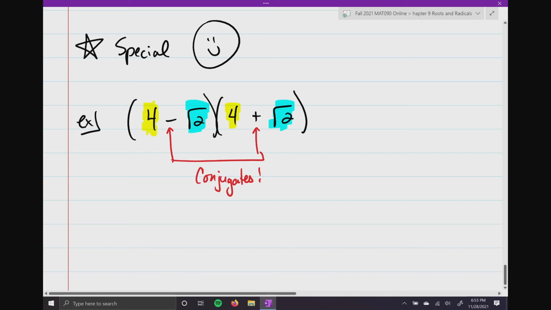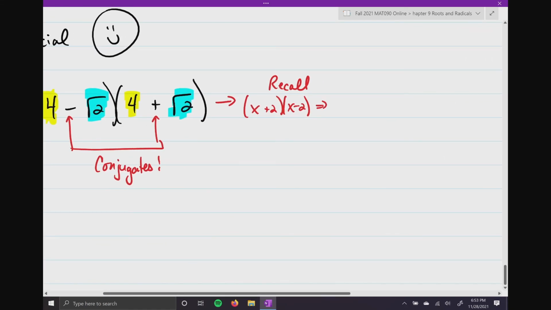And remember, so I'm just going to put recall right here. I'm going to do a really simple problem. x plus 2 times x minus 2. If we were to go ahead and distribute this, remember, you would get x squared minus 2x plus 2x minus 4, which is x squared minus 4. In other words, those middle terms, they always reduce when you have conjugate pairs. They always just cancel themselves out when you have conjugate pairs.